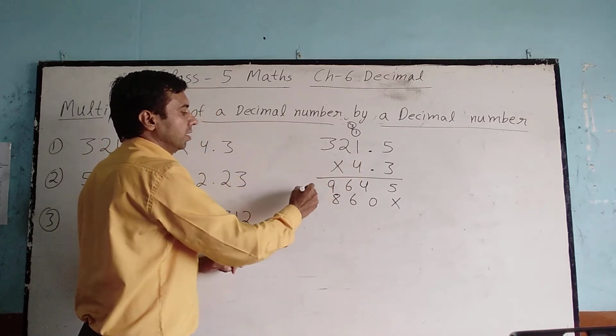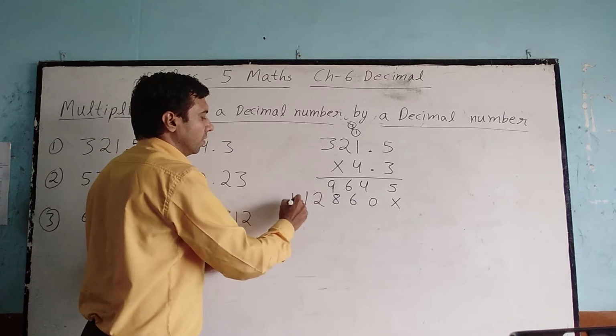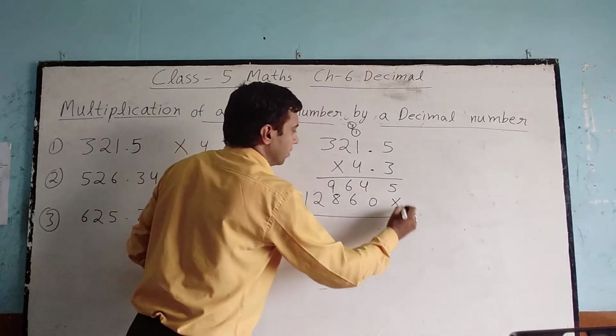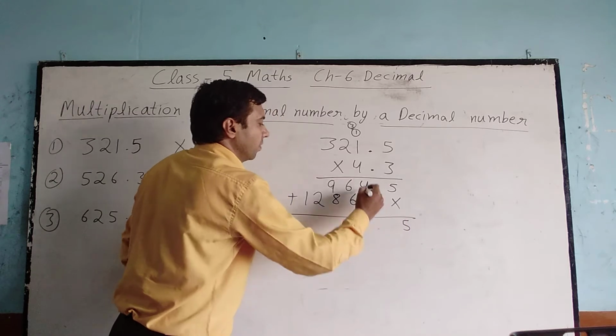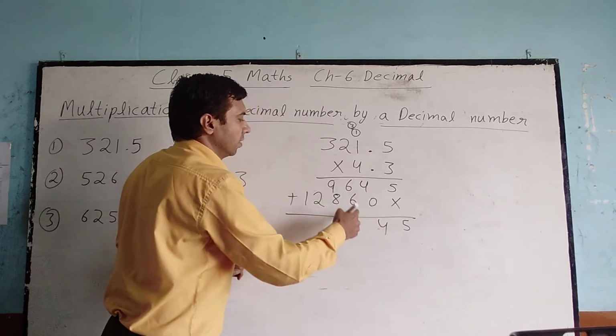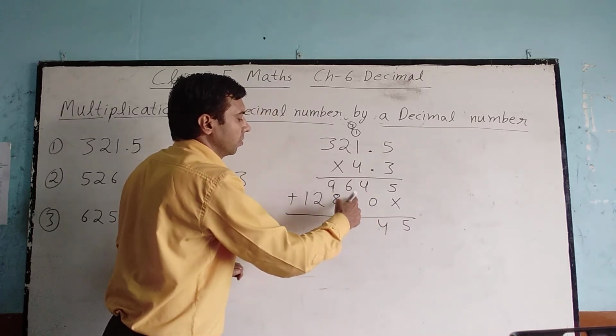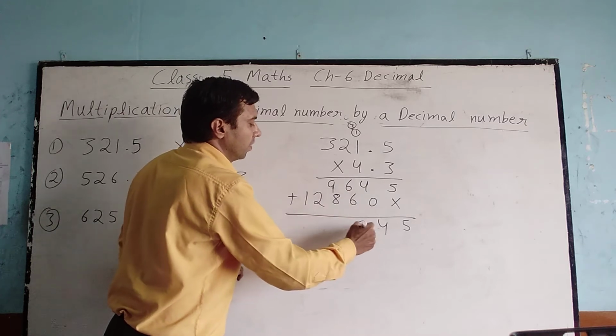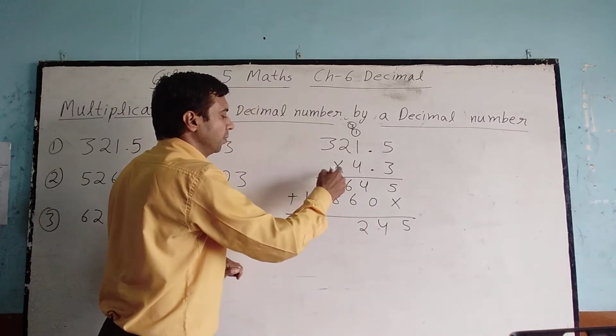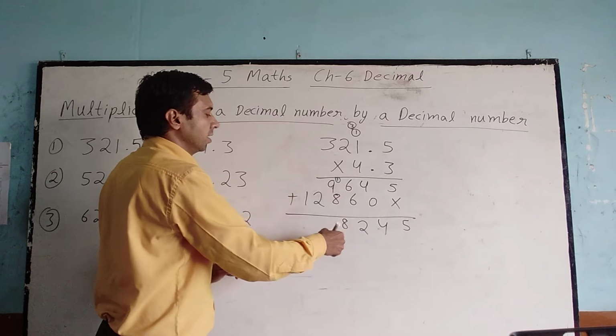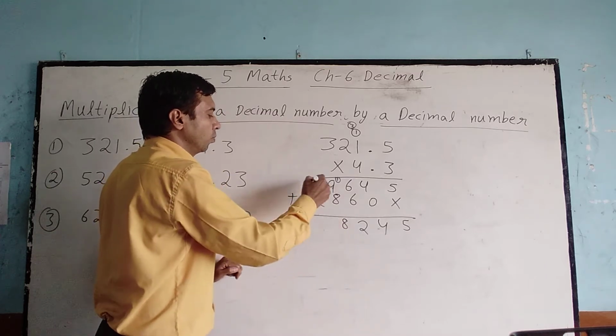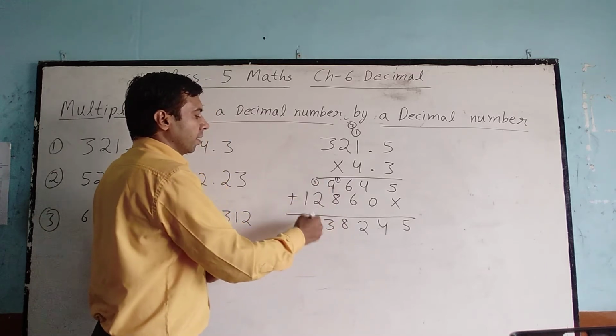4 multiply 3, 12, plus 5, 4. Now 6 plus 6, 12, write 2 here, 1 carry. 9 plus 1, 10, plus 8, 18, write 8 here, 1 carry. 2 plus 1, 3, 1.